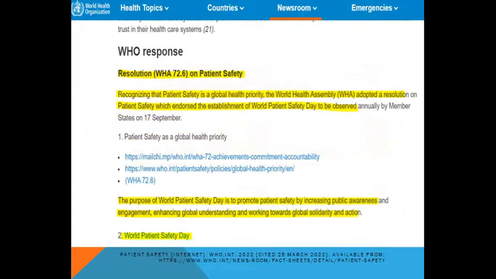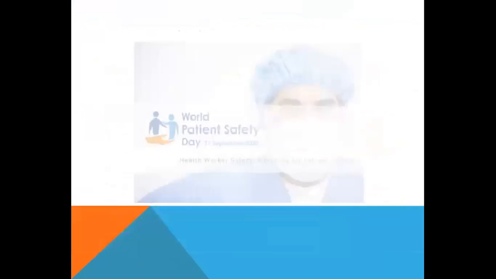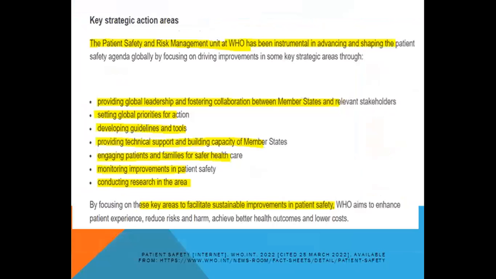WHO responds to patient safety with a resolution on patient safety, which is a global health priority. The World Health Assembly adopted a resolution on patient safety, which endorsed the establishment of World Patient Safety Day, to be observed by member states on 17 September. The purpose of World Patient Safety Day is to promote patient safety by increasing awareness and engagement. Therefore, Patient Safety Day is celebrated on 17 September every year.